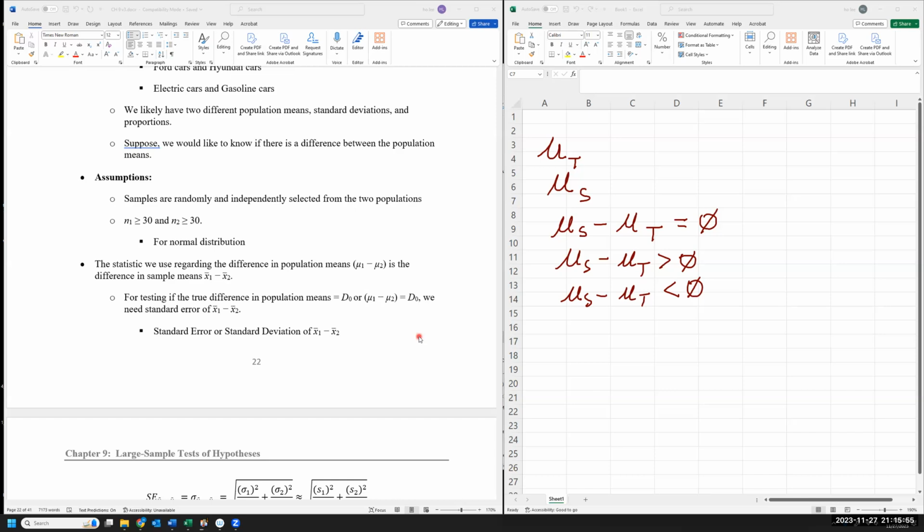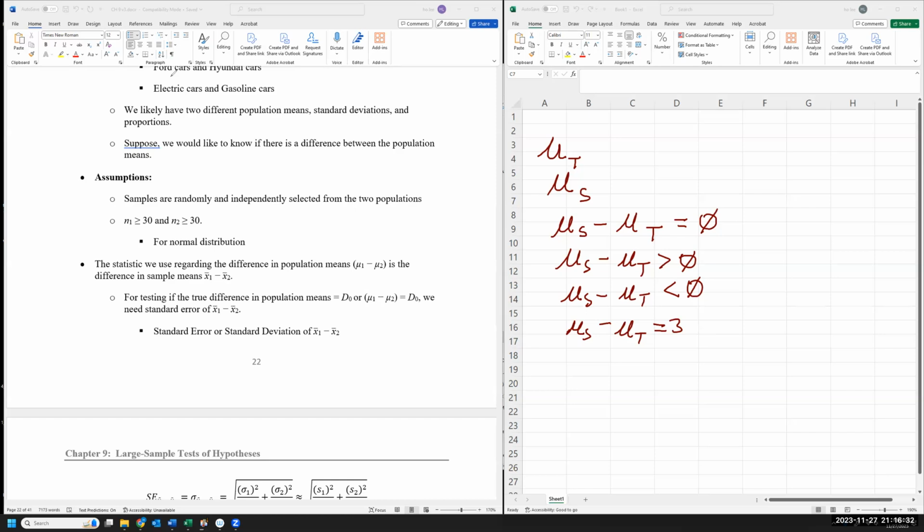And say if the population average of salmon eggs minus the population average of tuna eggs is equal to 3, that means salmon lay 3 more eggs on average than tuna. Okay, that's what that means.